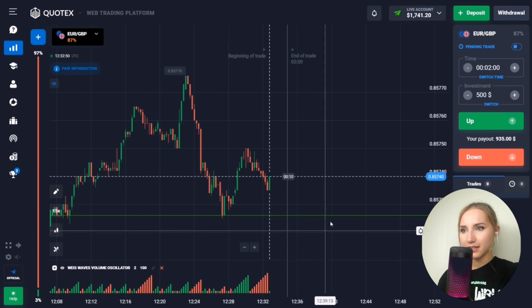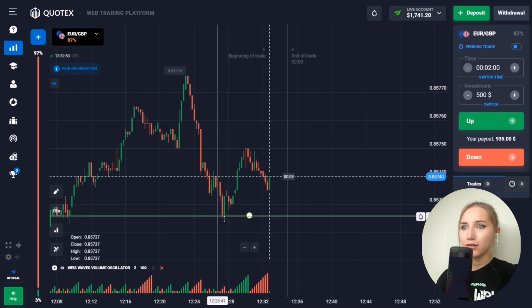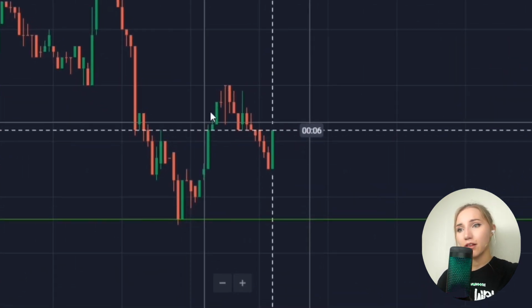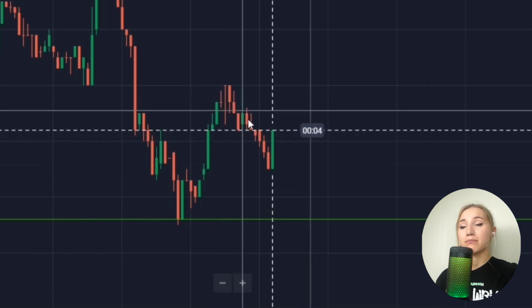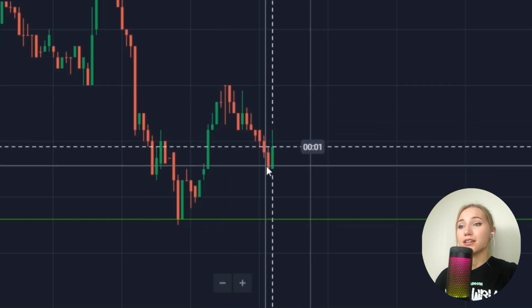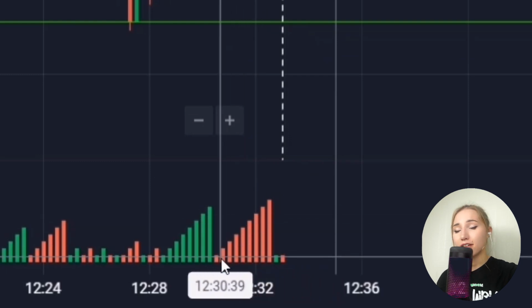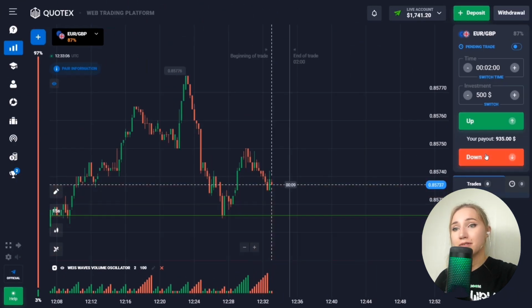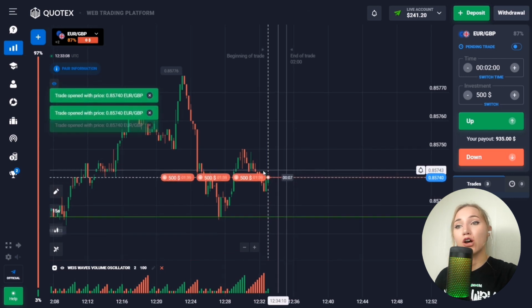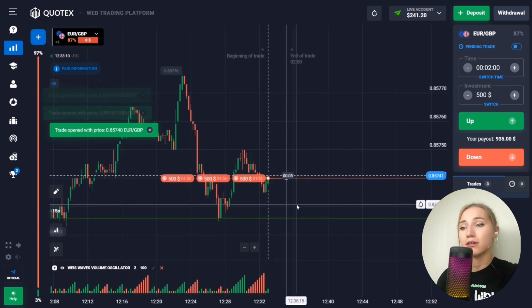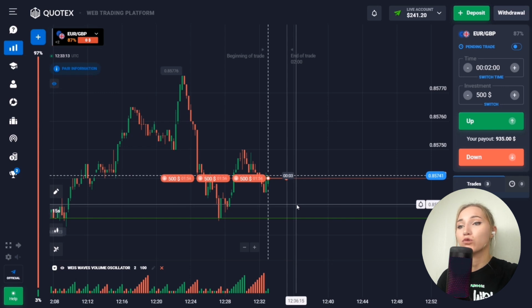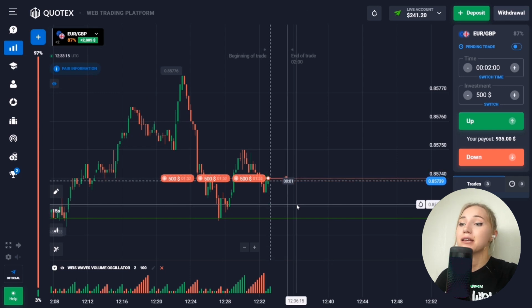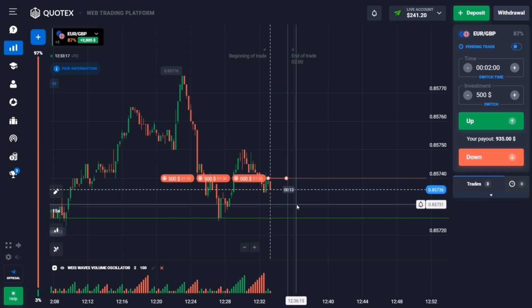Well, here we can see the support level and you can also notice the price touched this level then bounced up. After this bounce, the price is again approaching this level. We can see the red histogram on the indicator display and it means that the decreasing volumes are dominating, the price will be moving lower. Let's open a down trade because I'm sure the price will move towards the level and 2 minutes must be enough for this.